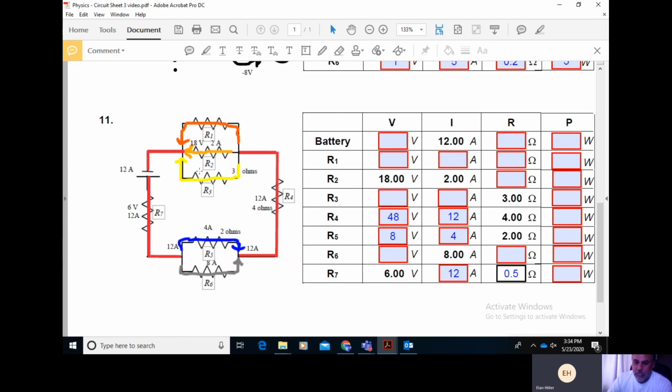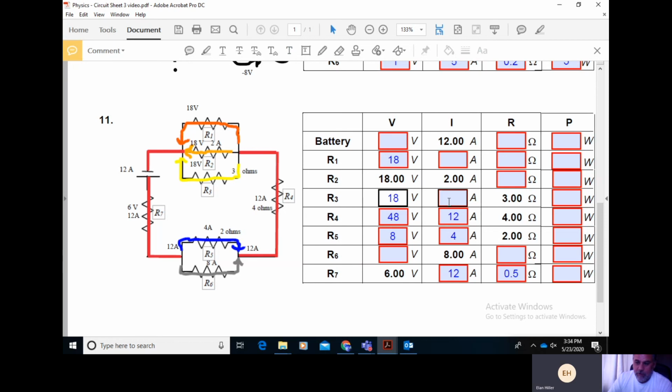We know the voltage across pathway number 2 is 18 volts. Since pathway number 2 is in parallel with resistor 1 and resistor 3, we know resistor 1 also has a potential difference of 18 volts across it, and resistor 3 has a potential difference of 18 volts across it. So I know this is 18 volts, and I know this is 18 volts. A lot more information just filled out.